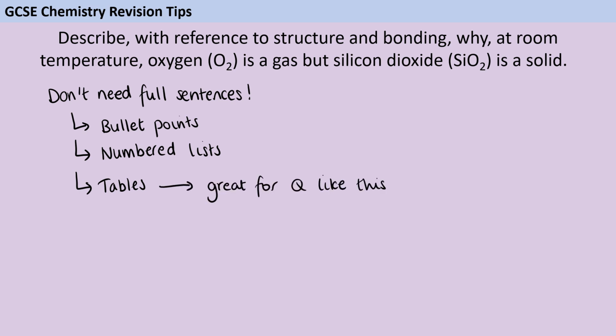It's really important that you make sure you're answering all aspects of the question. So here we're told that we need to refer to both structure and bonding, but lots of students are not going to do that. They're just going to talk about one or the other, or they're going to do those two, but they're not then going to link it to the fact that at room temperature, oxygen is a gas and silicon dioxide is a solid. So really, I would be answering this in the form of a table with 6 parts. If you haven't done so already, pause the video and give yourself 6 minutes to answer this 6-mark question.